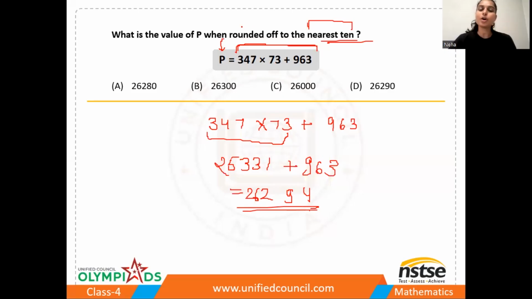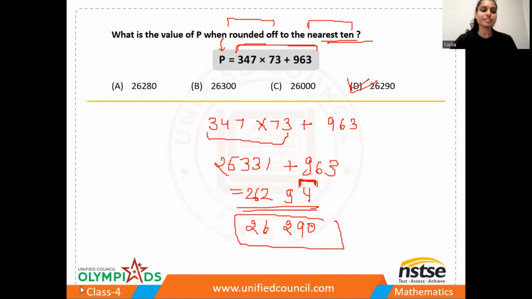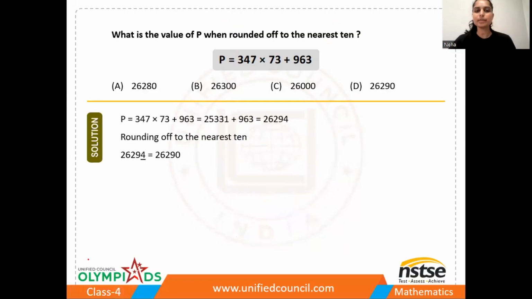Now you have to round off this number to the nearest 10. So you have to take the digit. This digit is just less than 5, so just make it 0. So 26290. This is your final answer. Option C is the right answer. Perfect. Alright. So this is how you can solve the question. Yes, some questions have some calculation in the paper, but no worries, because you can find only 1 or 2 questions like that.